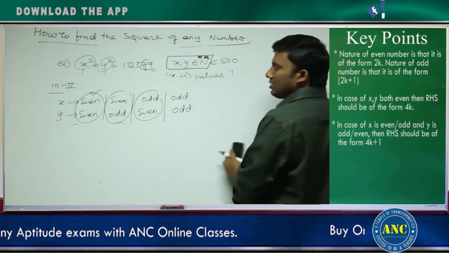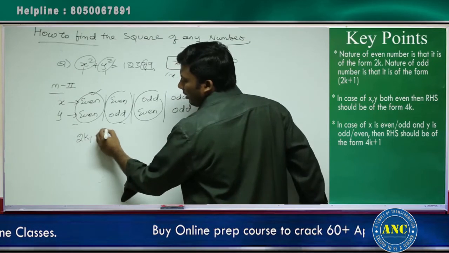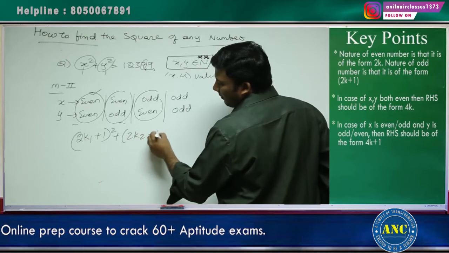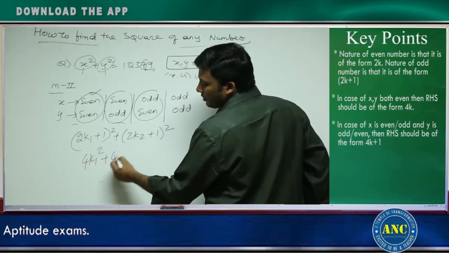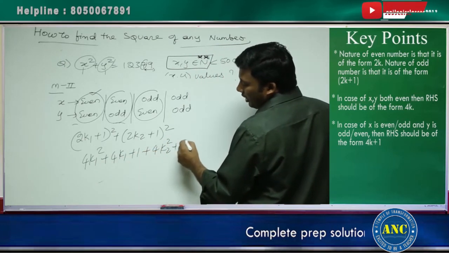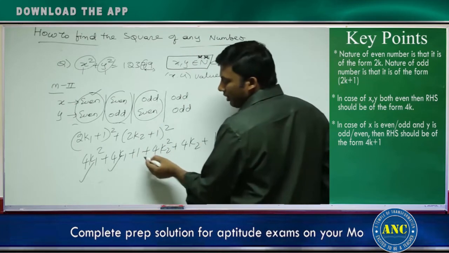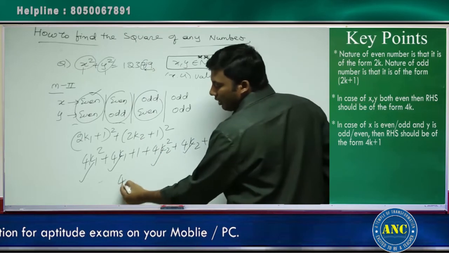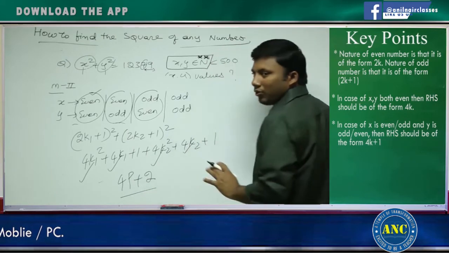What is the last case? X is odd, y is odd. If x is an odd number, 2k1 plus 1 whole square plus 2k2 plus 1 whole square. So this will give you 4k1 square plus 4k1 plus 1 plus 4k2 square plus 4k2 plus 1. Observe carefully. This is divisible by 4, divisible by 4, divisible by 4, divisible by 4. Here 1, here 1. What should be the remainder? All are divisible by 4 with two ones. That means 4p plus 2.